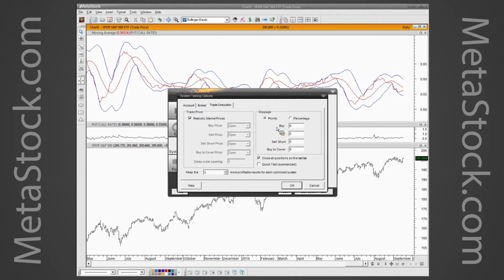Slippage, I'm just going to leave the slippage settings at 0 for now. Trading something like the SPY or any derivative of the S&P 500, such as the futures or the E-mini futures, these markets are very liquid. You generally don't find a lot of slippage with them. Okay, so I'm just going to leave the slippage at 0.